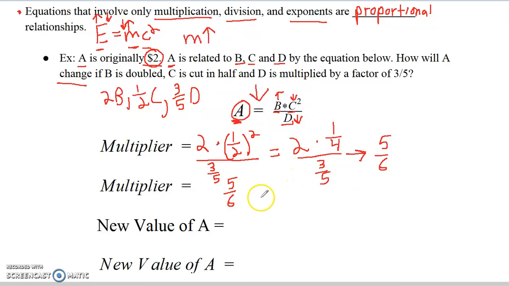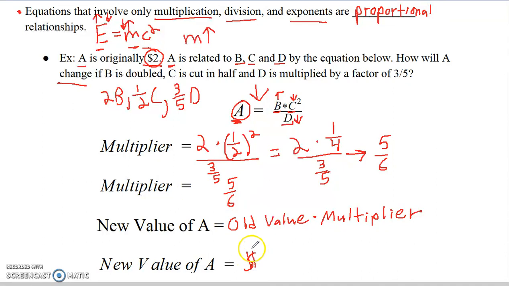That's fine. So the new value of A is going to be the old value of A, what it was originally, times this multiplier. So in this case, what is that going to be? That's going to be the old value, which was $2. Right, it says it up here. $2 times the multiplier, 5/6, is going to be $1.67.